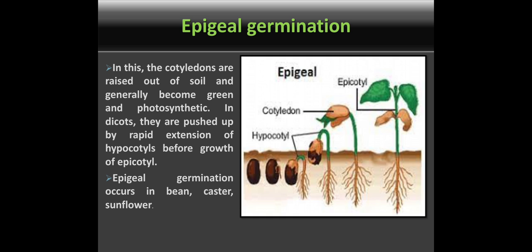Epigeal germination: in this, the cotyledons are raised out of the soil and generally become green and photosynthetic. In dicots, they are pushed up by rapid extension of the hypocotyl before growth of the epicotyl. Epigeal germination occurs in beans, castor, and sunflowers.